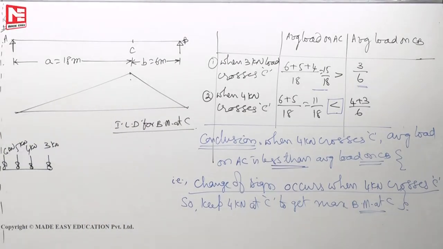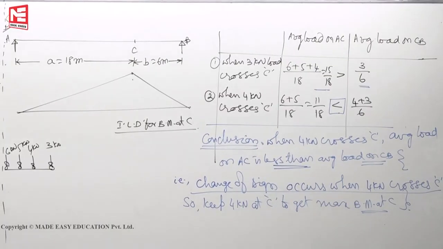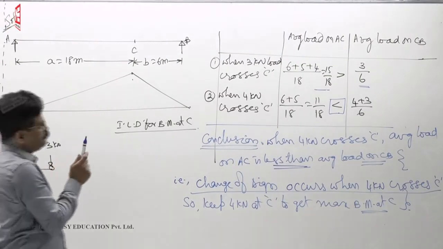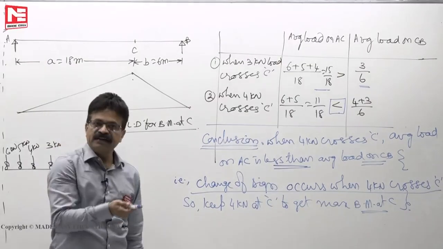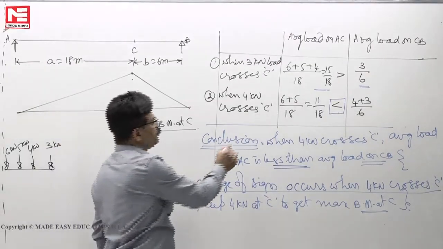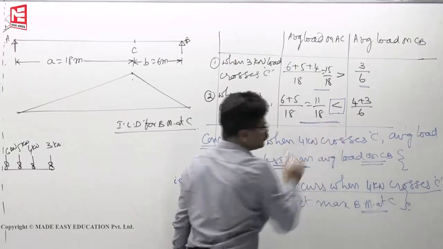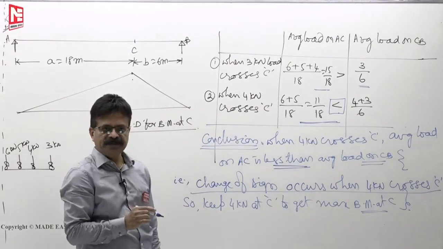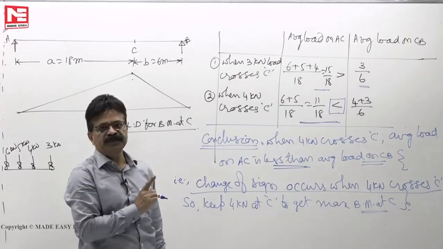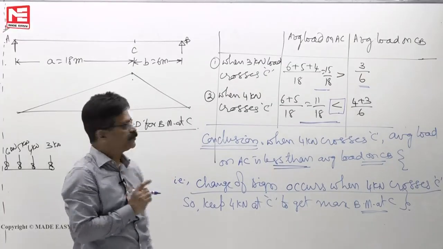So, you have to keep here 4 kilonewton, means 4 is the answer. If you have the prelims type examination where calculators are not permitted, you will be asked to stop here itself. But in GATE examination where calculators are permitted, you must find what is the magnitude of maximum bending moment also.